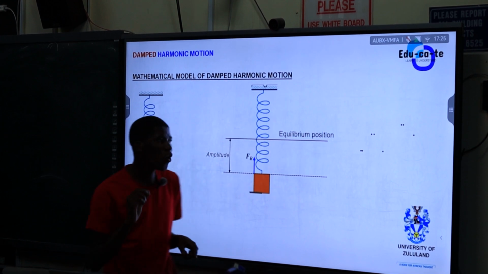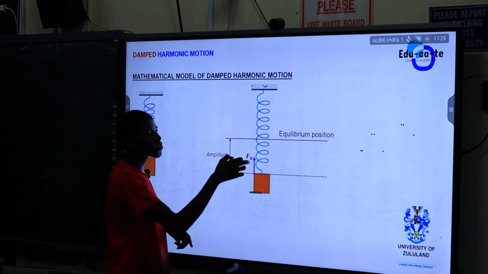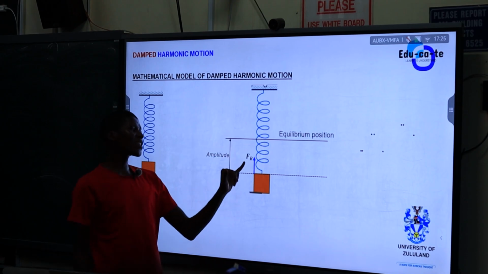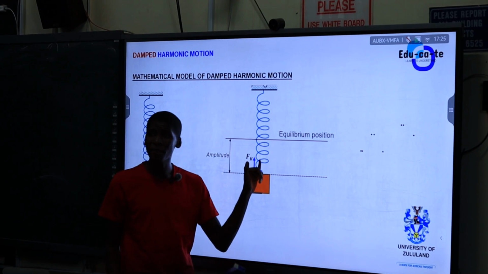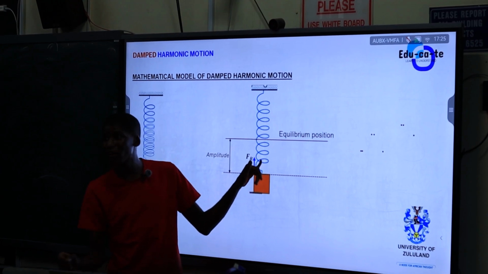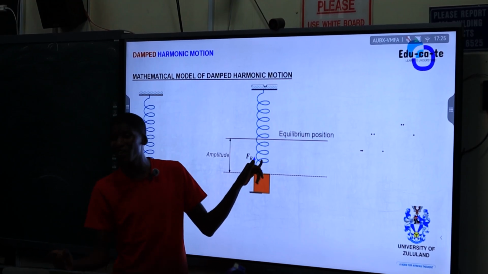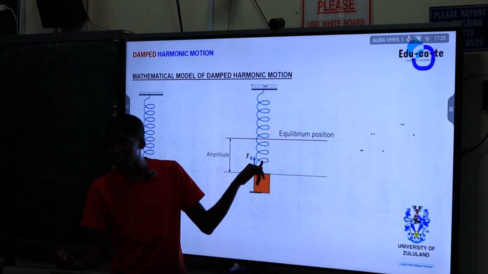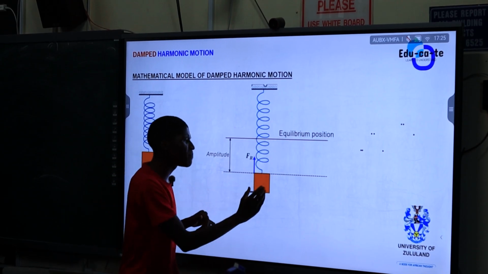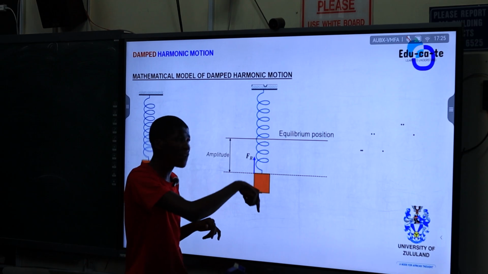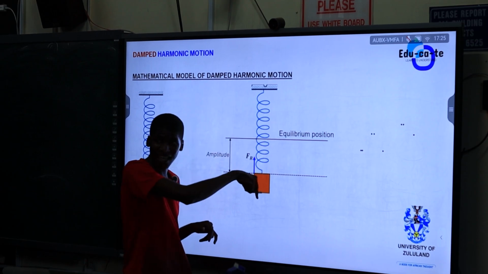We're going to define also a restoring force, F_R. The restoring force is a force applied by the spring on the block. And it acts opposite to the displacement. Its displacement is going in this direction. I've displaced this in this direction, right?